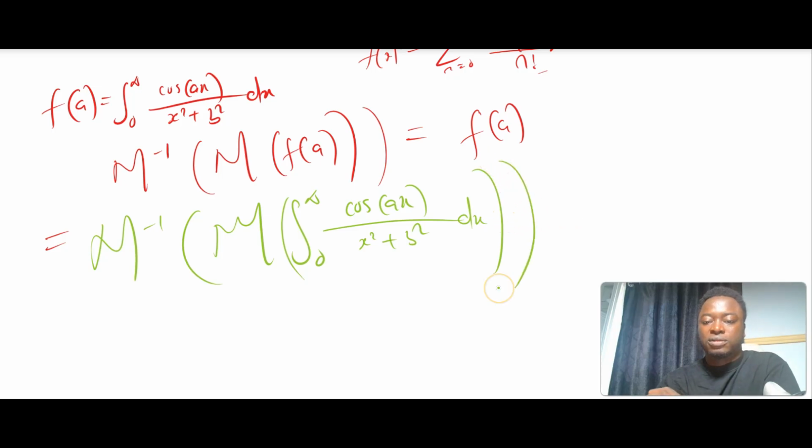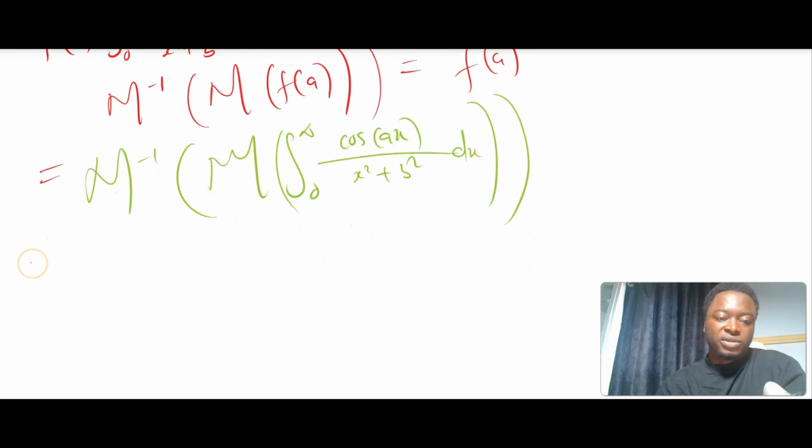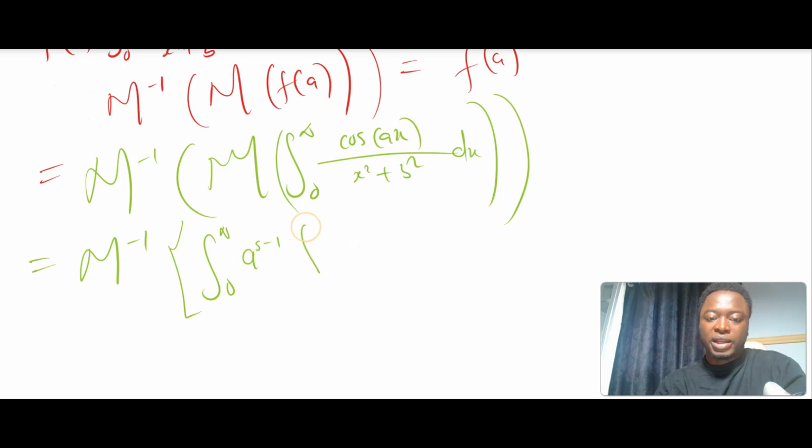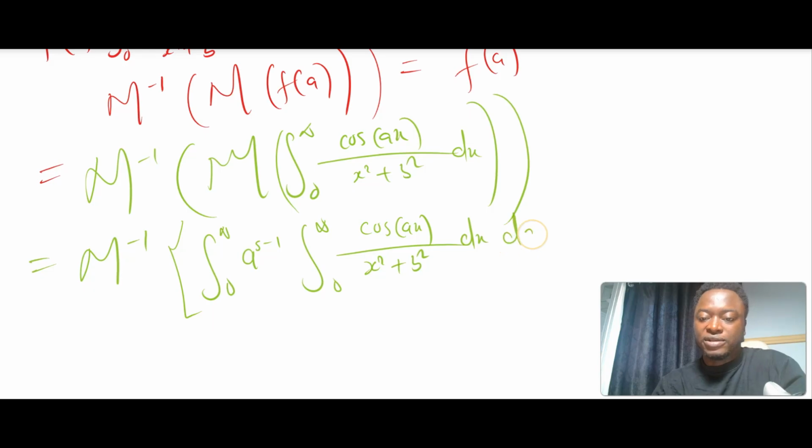Now the question we ask ourselves is, what is the Mellin transform? Well, in this case, this will be the inverse Mellin transform of the integral from 0 to infinity of, since it's an f in terms of a, a to the s minus 1 times the integral from 0 to infinity of cosine of ax times x squared divided by x squared plus b squared dx. Then you would then have the da.